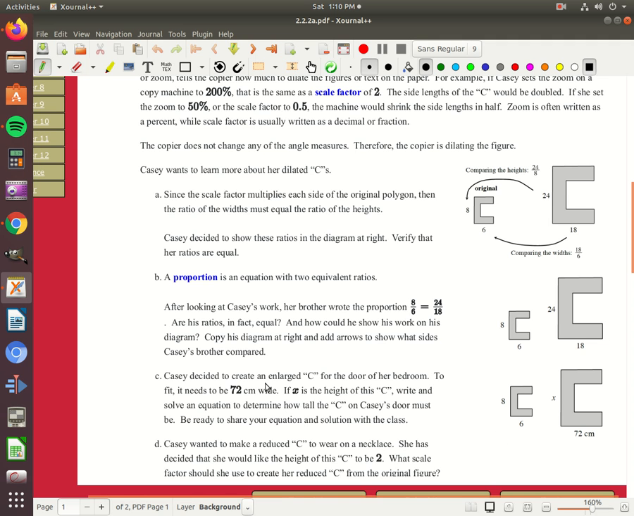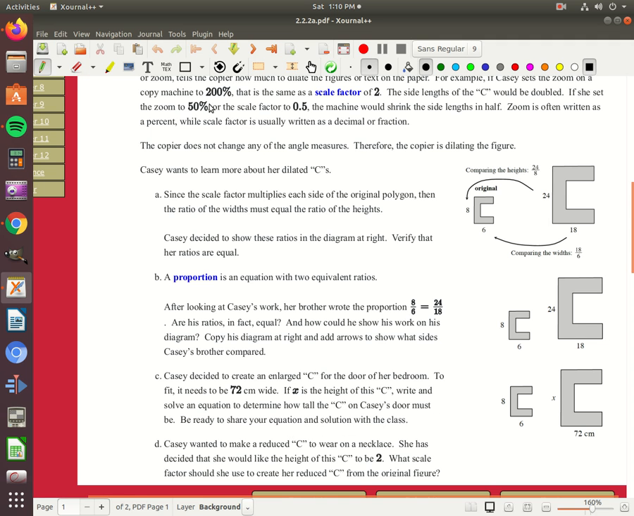So it says Casey decided to create an enlarged C for the door of her bedroom. To fit, it needs to be 72 inches wide. So she already knows how wide she wants it to be. She just doesn't know how tall she needs it to be, and she already has the ratio. So there's a couple different ways that she can write this ratio out and solve it. It says if x is the height of the C, write and solve an equation to determine how tall the C is on the door. Be ready to share your equation and solution with the class.